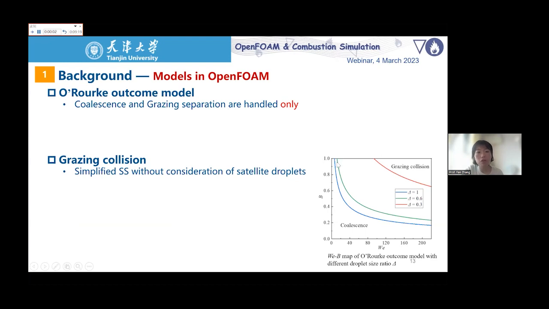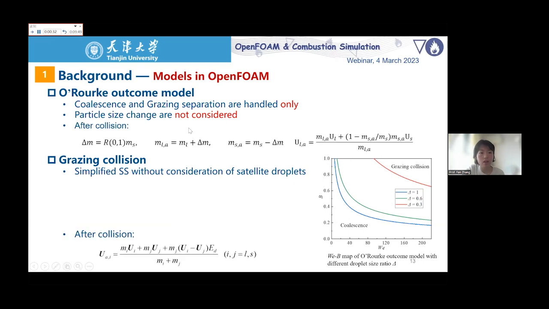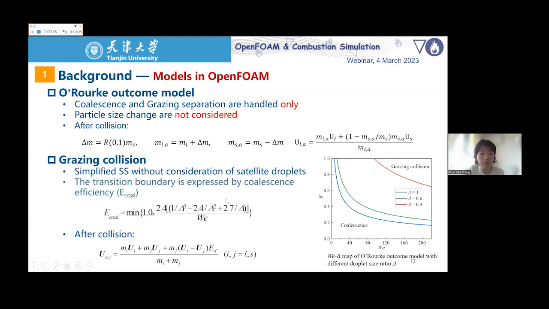If you look at the models in OpenFOAM, we draw the figures under different droplet size ratios. For different droplet size ratios, we find the models can only discriminate two regions, the coalescence and the grazing collision. The grazing collision is a simplified stretching separation without considering the satellite droplets. That means the particle size change is not considered. After collision, only the mass and the velocity of the droplets are considered. And the boundary between the two regimes is expressed by the coalescence coefficient, like this.